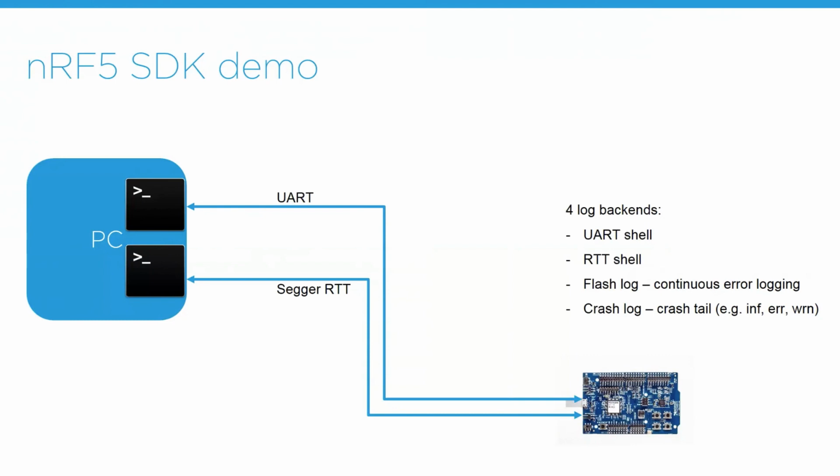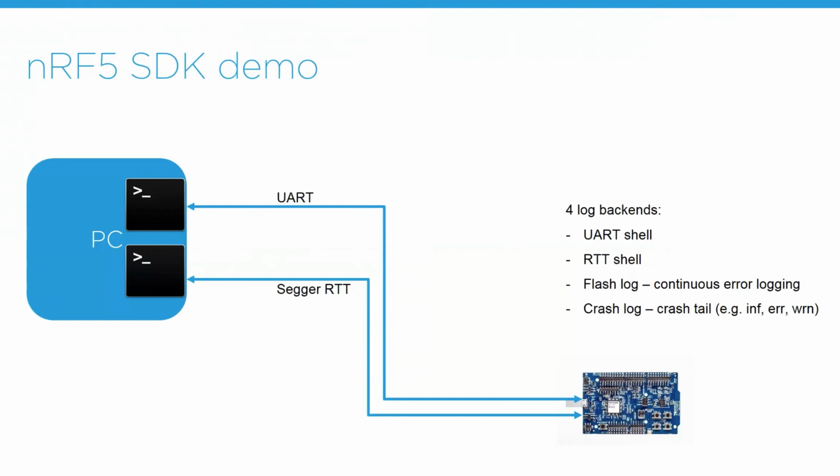For example, we can imagine that we want to continuously log errors to flash. And we also have the second backend, which we called crash log. In the crash log case, we actually want to store the tail, what happens just before the crash. And then maybe errors will not give us enough information. So in that case, we want to store also info and warning levels.